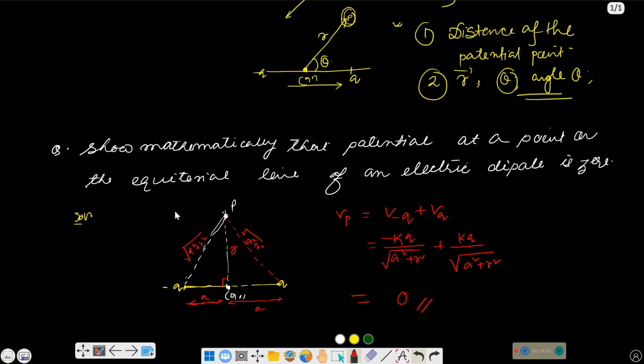Okay, so on the equatorial line the potential of a dipole will always be 0, and this is called equipotential for any point which lies on the equatorial plane. On that point the potential will be 0. So the equatorial plane of the dipole is always the equipotential surface.